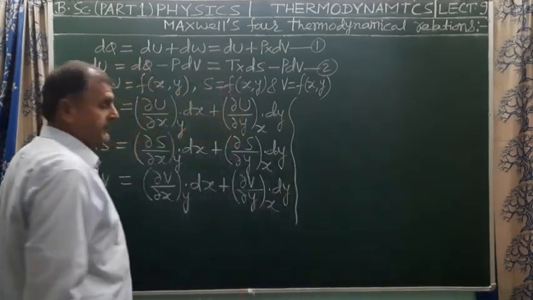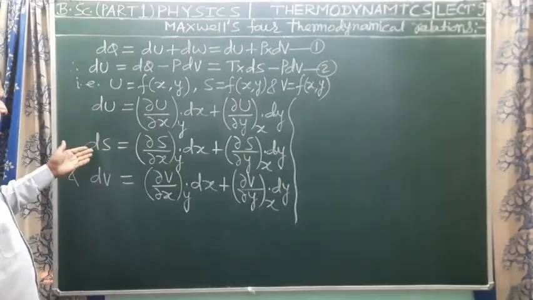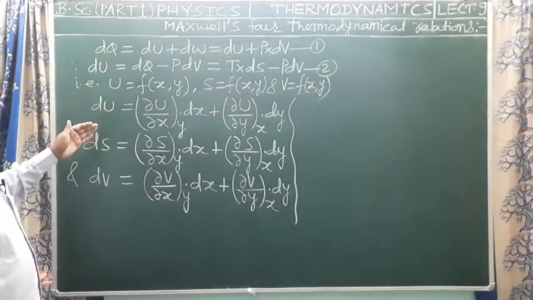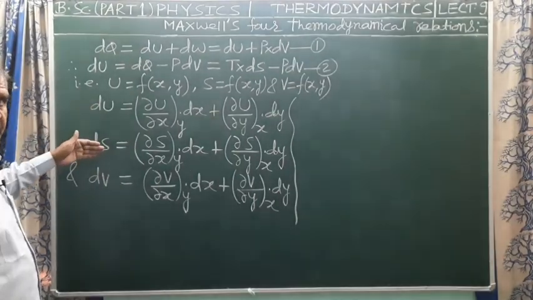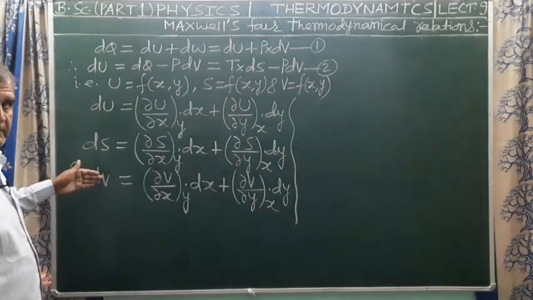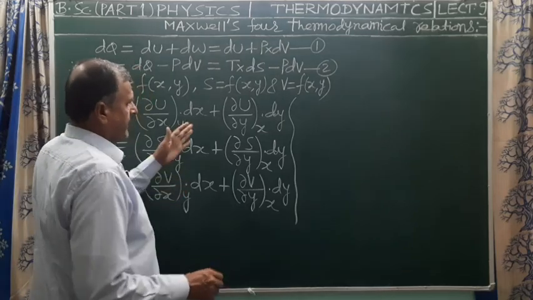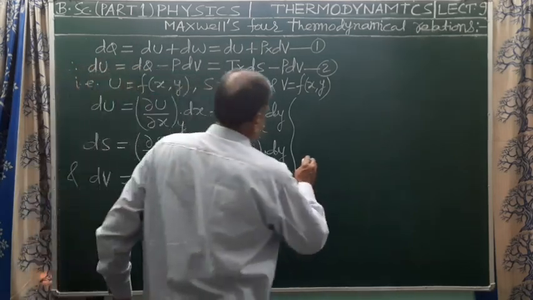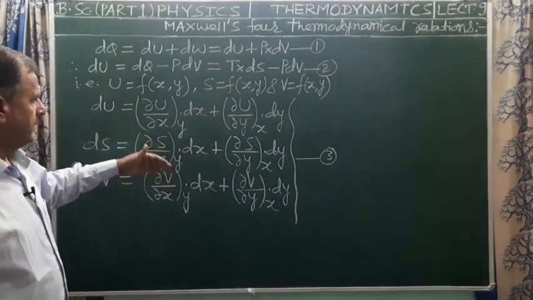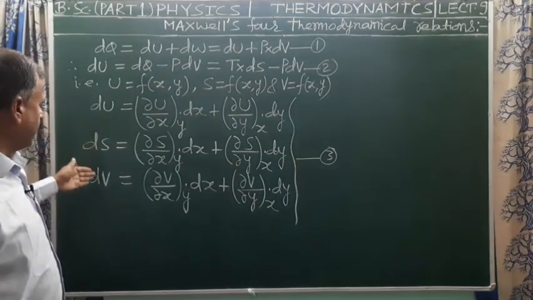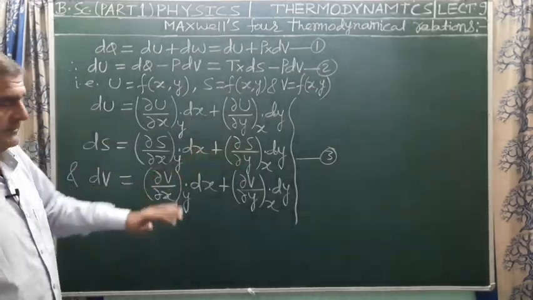So we have obtained du, ds and dv, that is, increase in internal energy du, change in entropy ds, and change in volume dv in differential form. All three together, say, is equation number 3. We have assumed all three relations du, ds and dv as equation number 3.